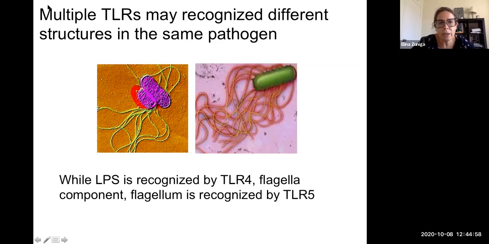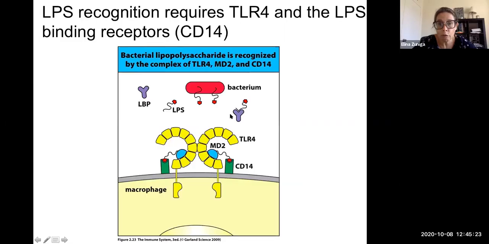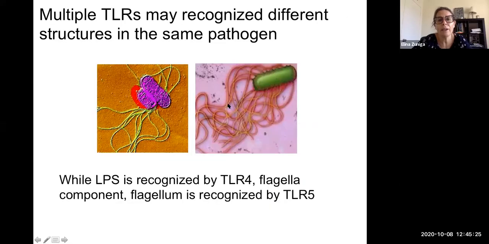An example is here. Some gram-negative bacteria can be recognized by toll-like receptor 4 binding to the LPS in the cell wall of the gram-negative bacteria, but some of them also have a flagella component, and that can be recognized by toll-like receptor 5. And so again, more than one pathogen recognition receptor can be used to recognize the same pathogen.